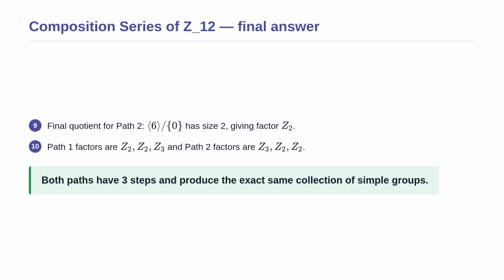Let us bring both of these paths together to see the final result for Z12. The first path yielded the simple groups Z2, Z2 and Z3. The second path yielded Z3, Z2 and Z2. Notice that both paths have exactly 3 steps. More importantly, both paths produce the exact same collection of simple groups, just in a different order. This confirms that Z12 has a unique set of fundamental building blocks, regardless of how it is dismantled. The physical meaning here is that the structural DNA of the group is an absolute invariant.